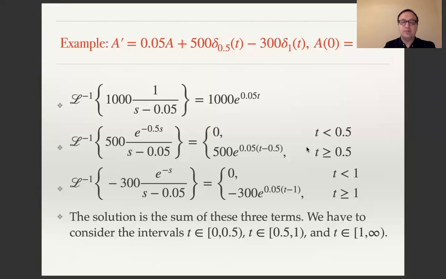So notice that between 0.5 and 1, we have contributions from 1000 e to the 0.05 t and from 500 e to the 0.05 times t minus 0.5. This is because this is the value of the second term on the interval where t is greater than or equal to 0.5. And the third term does not contribute because we're looking at the interval between 0.5 and 1, and the third term is 0 on that interval.